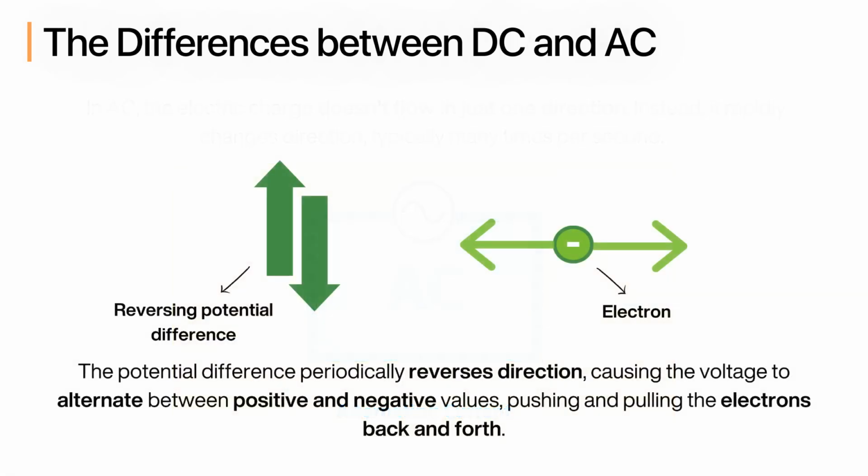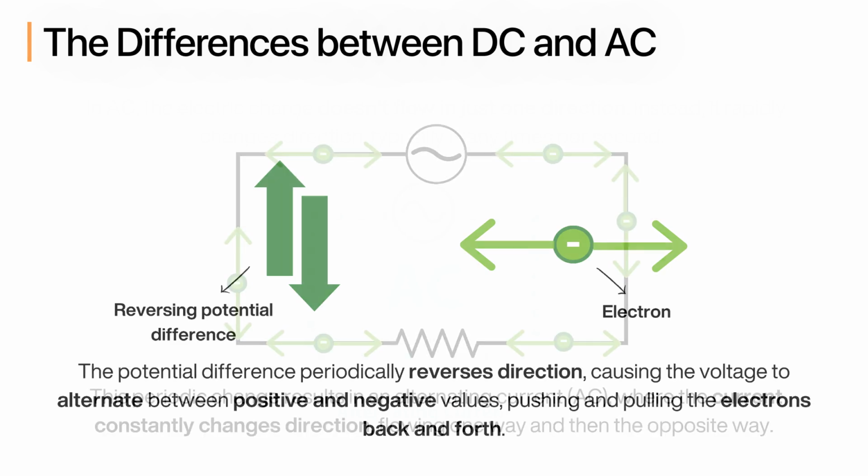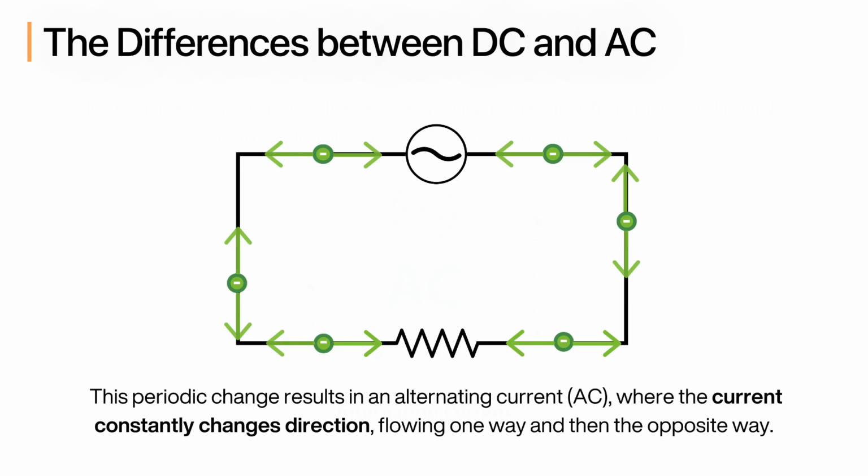The potential difference periodically reverses direction, causing the voltage to alternate between positive and negative values, pushing and pulling the electrons back and forth. This periodic change results in an alternating current, AC, where the current constantly changes direction, flowing one way and then the opposite way.